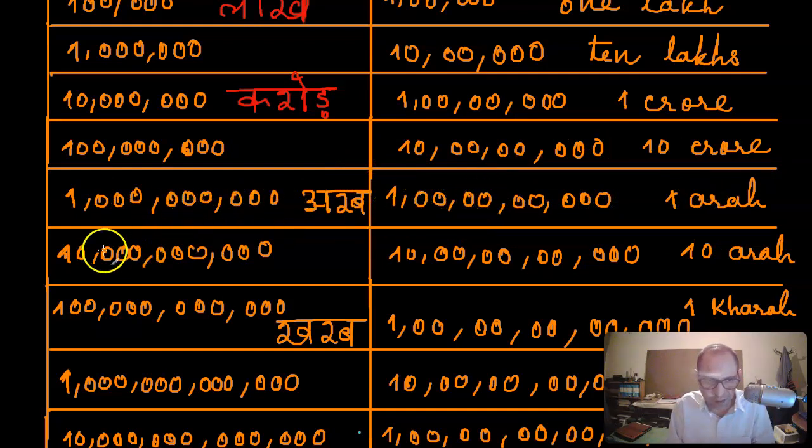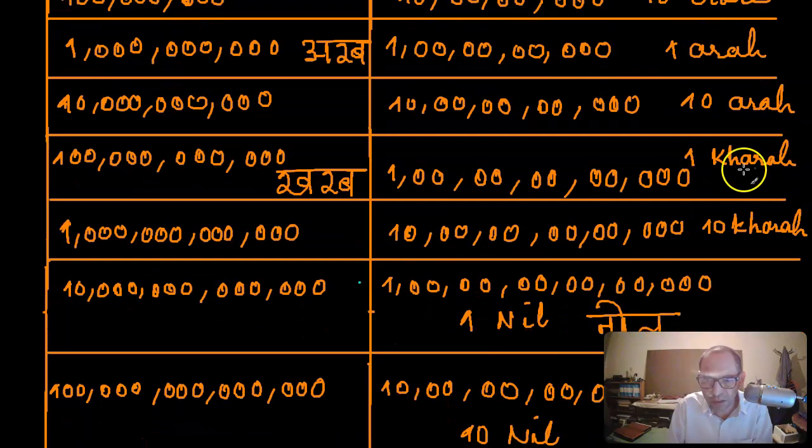That's a billion. And then 10 billion would be 10 Arab. And Arab is written this way, Arab. So that's the word for Arab. 10 billion would be 10 Arab. And then after the 10 billion, you have the 100 billion. The 100 billion is written this way, and it's called a Kharab. The word is Kharab, in Devanagari. And then you have the 1 trillion in English, which would be 10 Kharab.